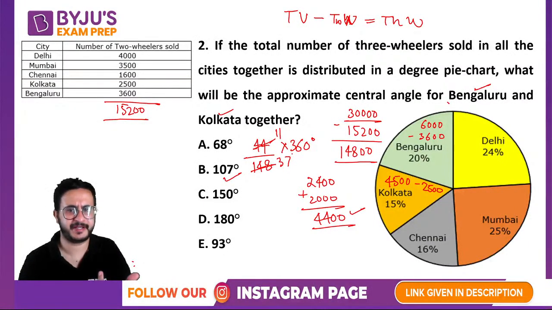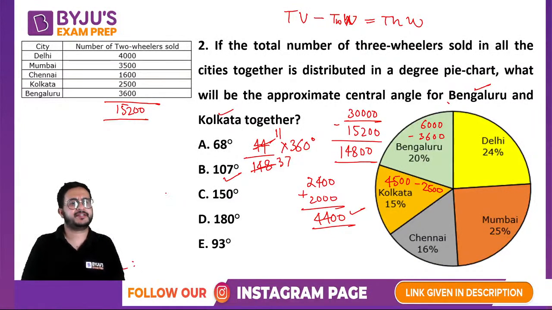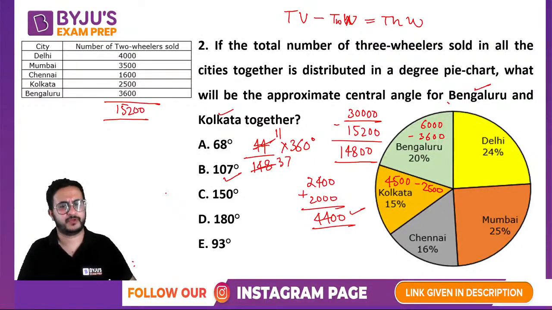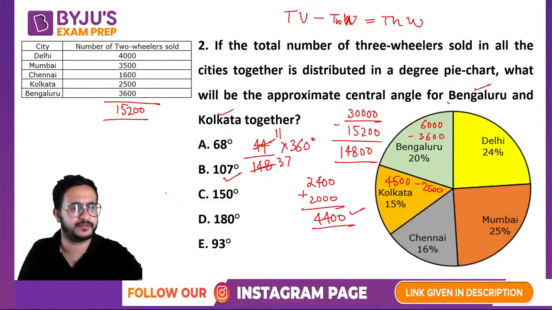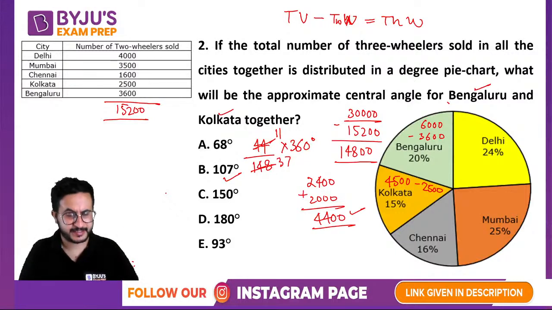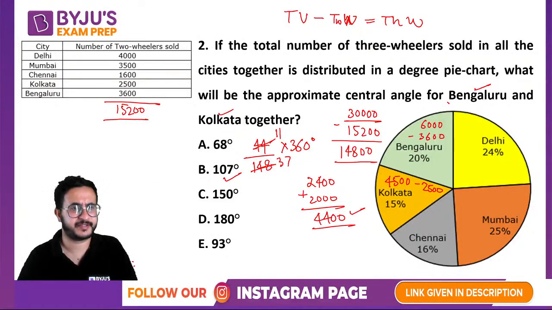If you want to multiply and divide, well and good, but you can just see 37 into 10 is 370, slightly less than 10, 9 point something, right? So 11 into 9 is 99, 99 plus something, that will be 99.7, about that number. So that will come as 107 degrees, close to that. You will not get an absolute number, it will be in decimals, but very close to 107.